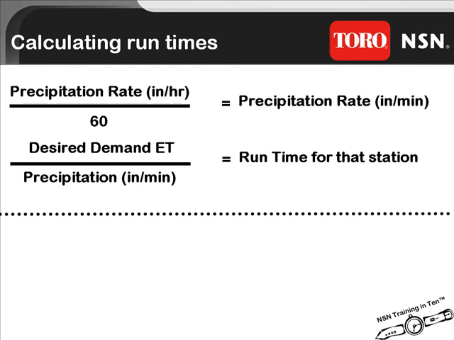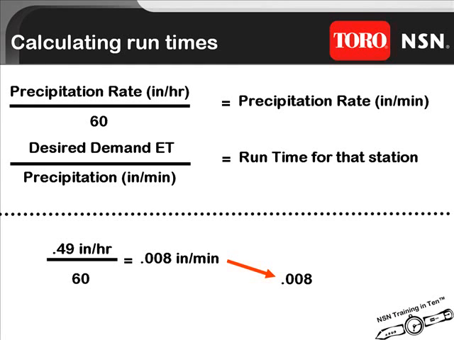Let's look at an example. If a station applies 49/100ths of an inch every hour, divide it by 60, and you can see that the inches per minute application is 8/1000ths of an inch. 8/1000ths of an inch divided into the desired ET of 14/100ths of an inch equals a 17.5 minute runtime. For users of something other than Network 8000 or VP, you do not have the ability to calculate runtimes in minutes, so your system will round down and change to a 17-minute runtime.